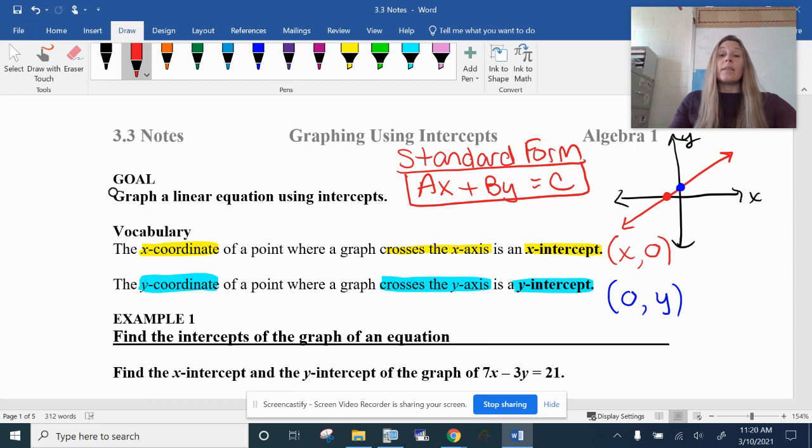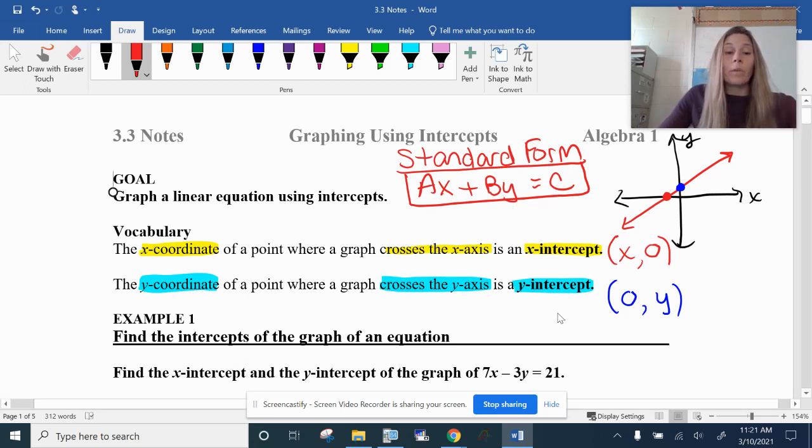Now, in this particular case, standard form is nice because I can easily plug a 0 in for x and get my y, but I could also plug a 0 in for my y and get my x, and now I have 2 points on my line. They're 2 very specific points, the x-intercept and the y-intercept, but all you really need is 2 points to be able to graph a line.